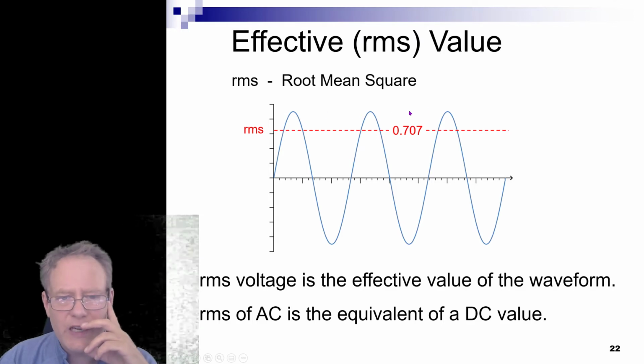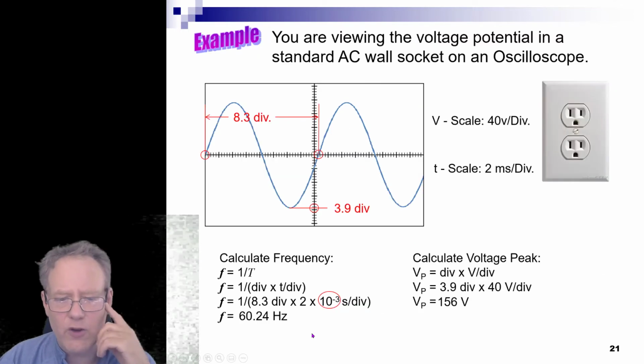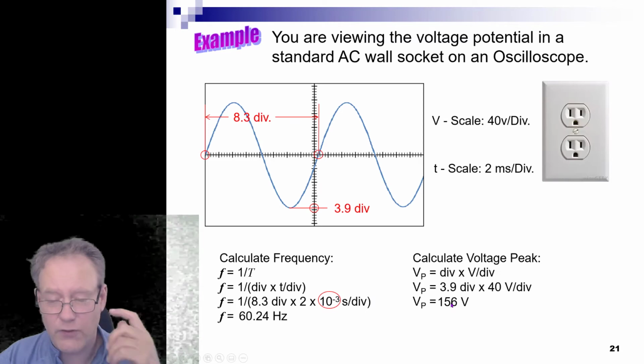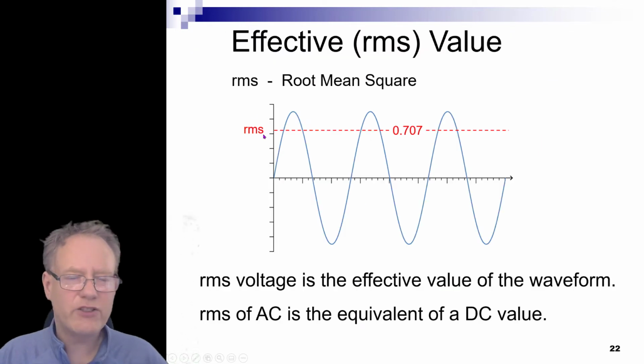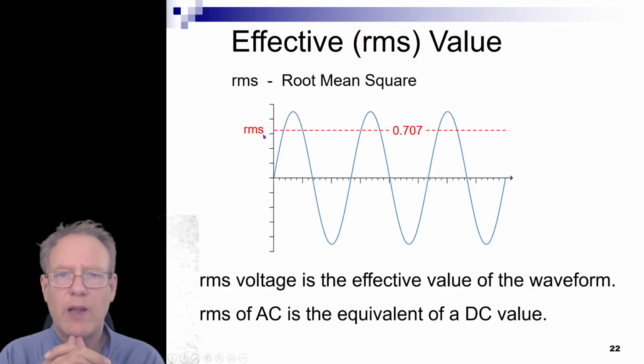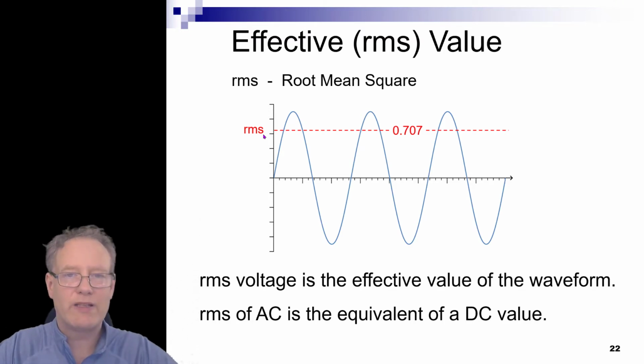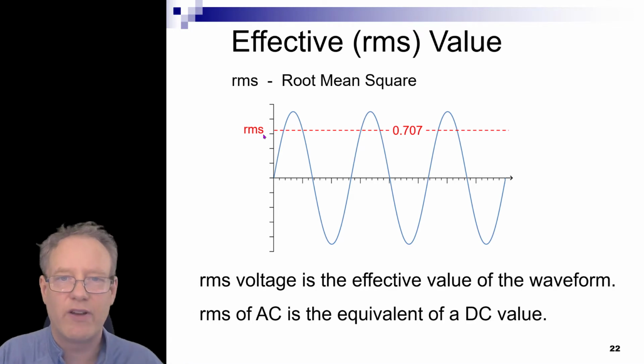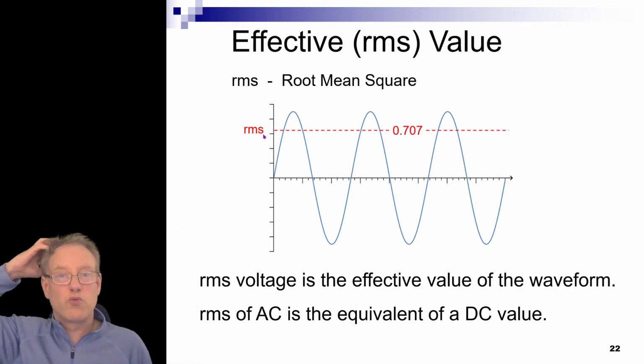So that's my peak value there, and I know my peak value back over here is 156 volts. But if I took 156 volts and multiplied it by 0.707, I get the RMS. Now it's actually not exactly 0.707. It's actually 1 over root 2.